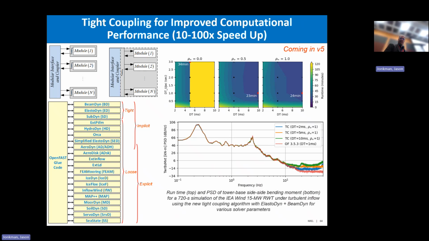Tight coupling. I had a whole presentation on this last year at NAWEA, and also at the Energy Science Conference last year, if you want to know all the details. What we're talking about with tight coupling is taking at least a subset of the modules, in this case BeamDyn, ElastoDyn, and SubDyn, and tightly coupling them with one common solver, done through a generalized alpha approach. You can see in this slide there are 20 modules in OpenFAST.